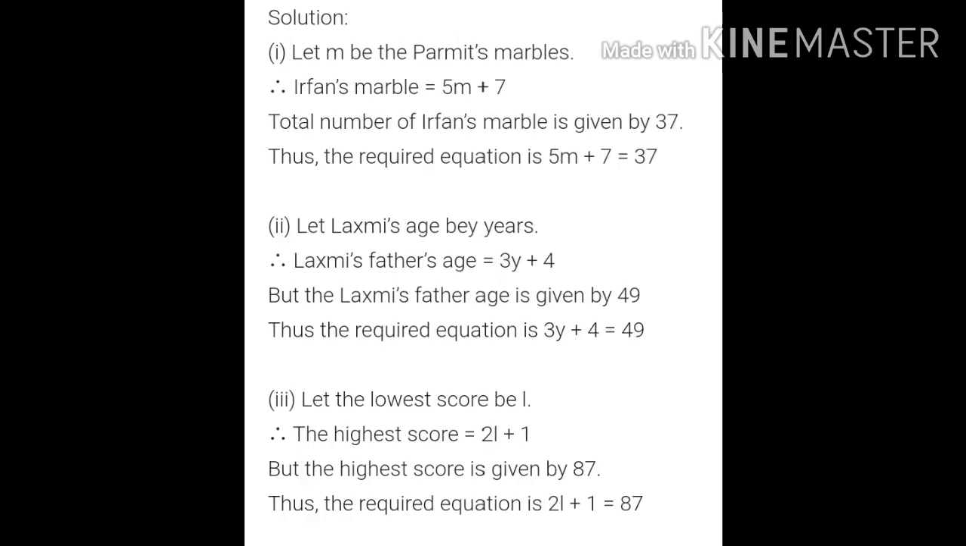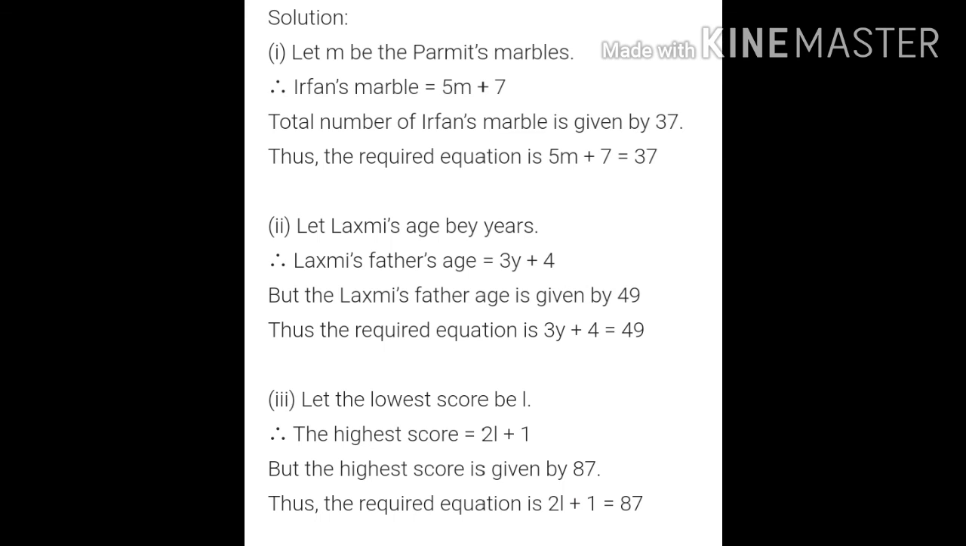Let us see the solution of the first 3 parts. First part. Let M be Parmeet's marbles. Therefore, Irfan's marbles equal 5M plus 7. Why? Because it was 5 times more than 7, right? Total number of Irfan's marbles is given as 37. So the required equation is 5M plus 7 is equal to 37.